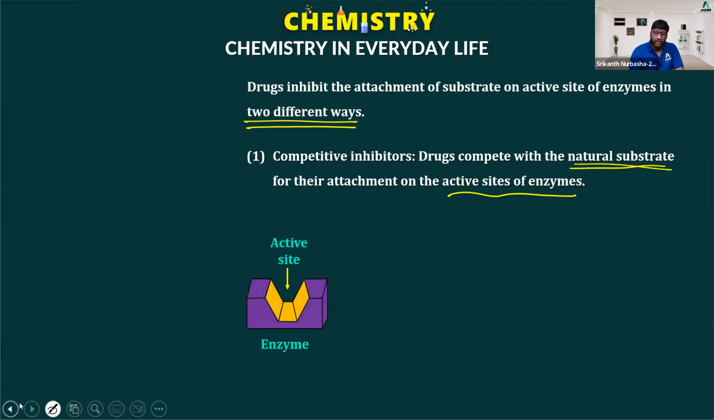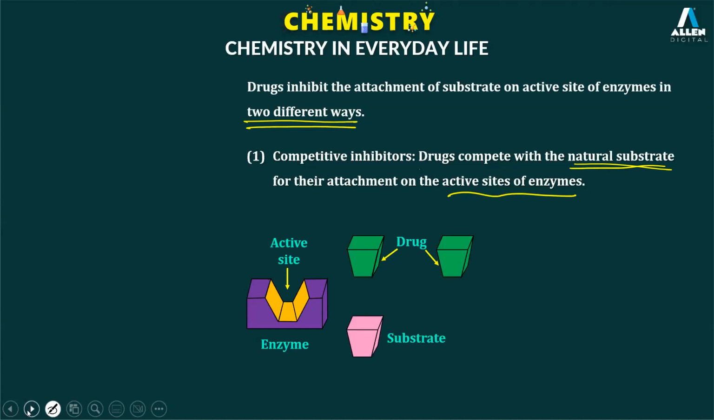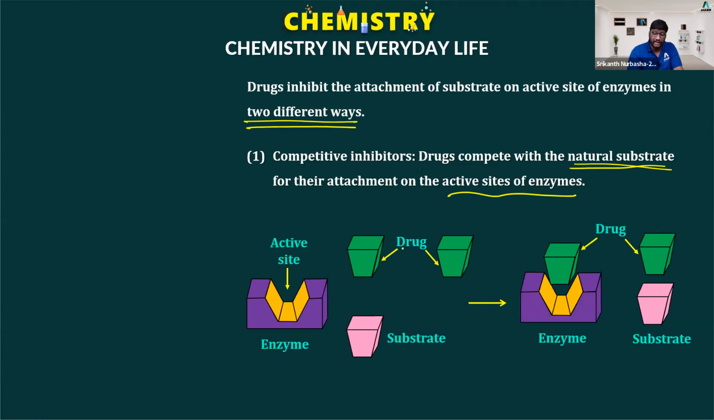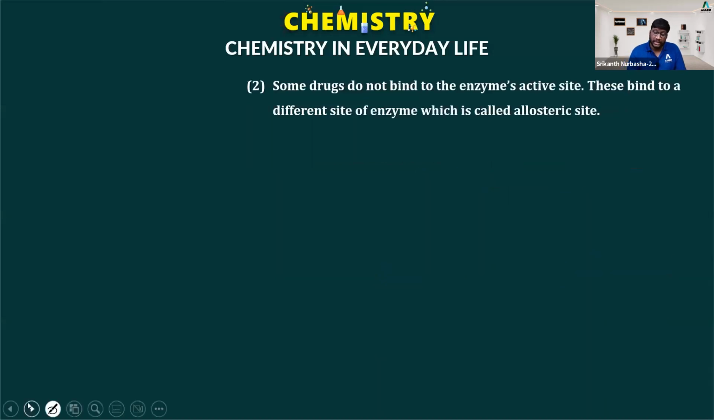Second point, what I have told you? Allosteric sites, yes or no? Drugs will be acting as competitive inhibitors like this. Instead of substrate going and binding at the active site, drug can also bind. Second point is, some drugs do not bind to the enzyme's active site. These bind to a different site of enzyme which is called allosteric sites. Because of the drug binding at the allosteric sites, the structure of active site will be changed.